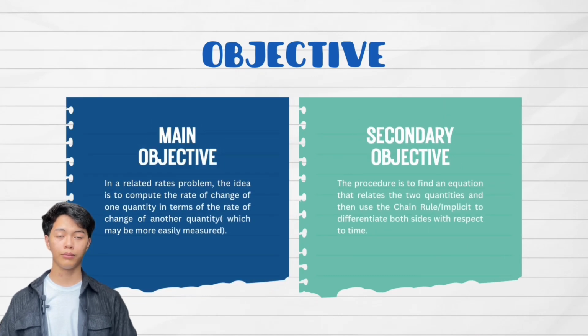Here we have two objectives. The main objective is, in a related rates problem, the idea is to compute the rate of change of one quantity in terms of the rate of change of another quantity, which may be more easily measured. Then, the second objective. The procedure is to find an equation that relates the two quantities and then use the chain rule or implicit differentiation to differentiate both sides with respect to time.